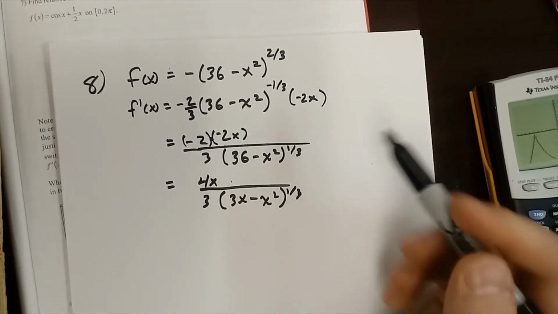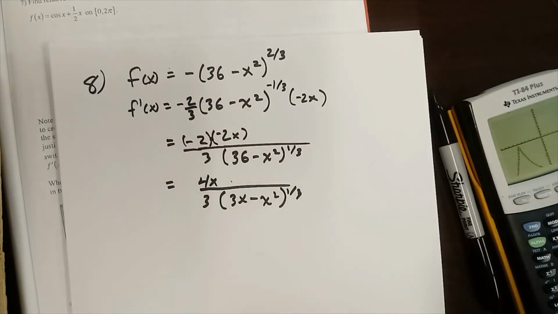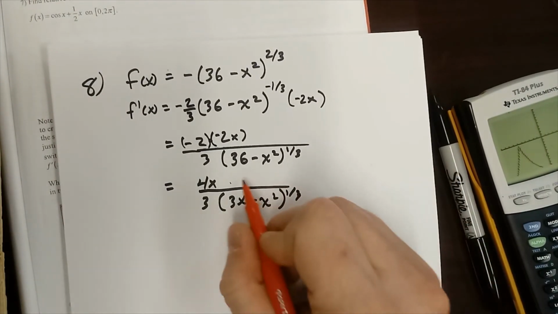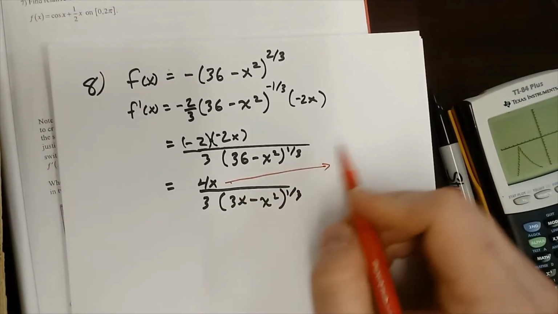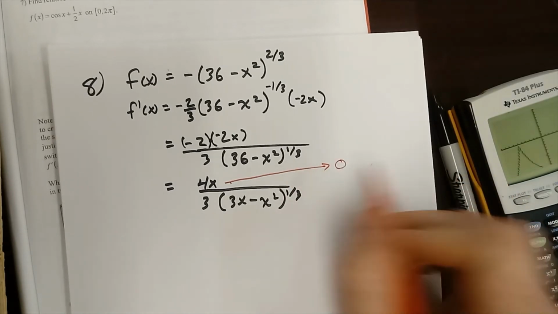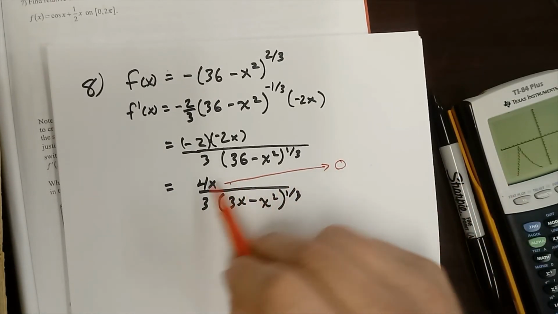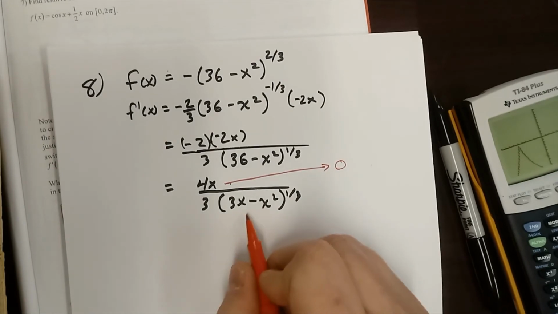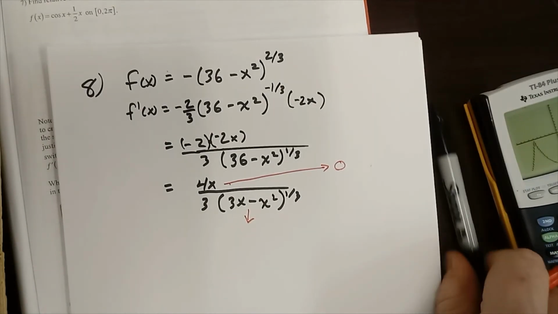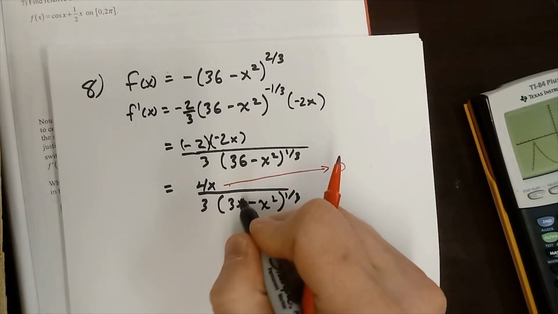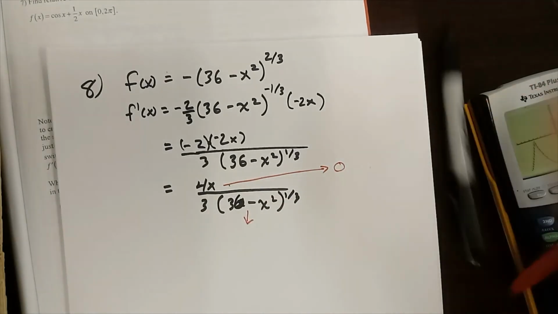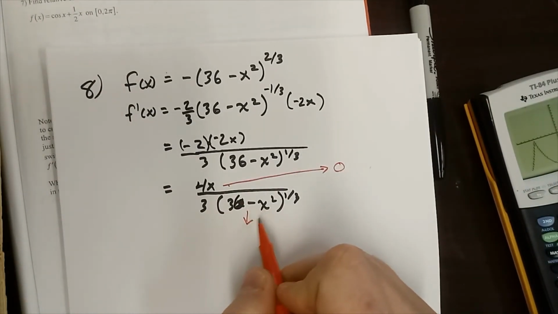So if we're trying to find our critical numbers, our first one comes from the numerator, because when the numerator equals 0, the whole thing equals 0, right? So we get 0 because 4x equals 0, and x has to be 0. And then down here, wow, another typo. I'm being a little careless right now. That should be 36. 36 minus x squared, well, okay.